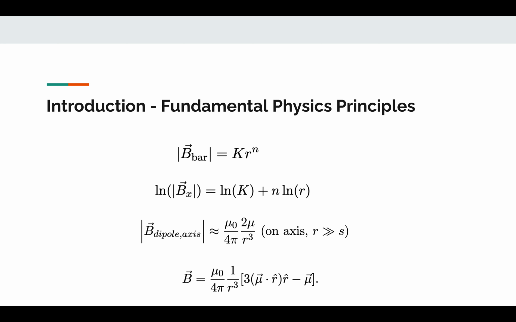These are the 4 principles in physics that I used. So first is just the relation between the distance between the observation location and the magnet, and the magnetic field. And we take log on both sides, we get this. And this is the on-axis magnetic field formula for a magnet. And the 4th is for off-axis fields.